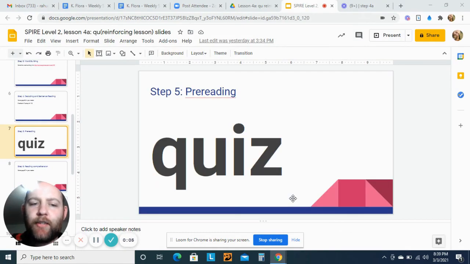This word is quiz. What is the word? Quiz. Good job. All right, what two letters say kw? Q-U. What letter says i? The I. What letter says z? Z. Excellent. Now, in the word quiz, what three letters say qui?